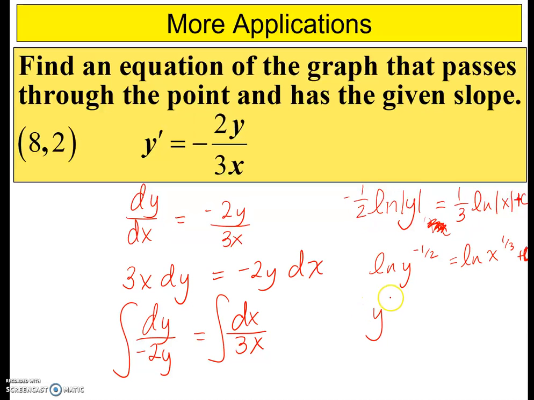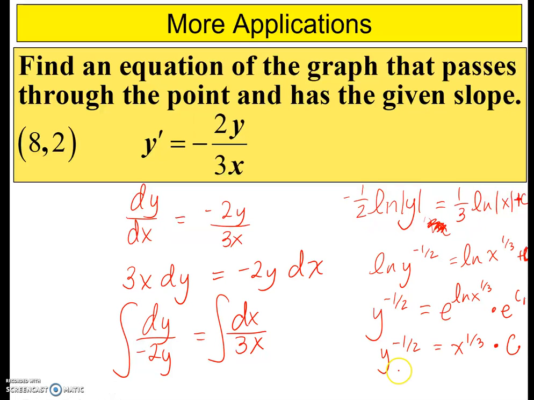So we've got y to the negative 1/2 using e as our base, e to the ln x times 1/3, times e to the c. And so y to the negative 1/2 equals x to the 1/3 times c.